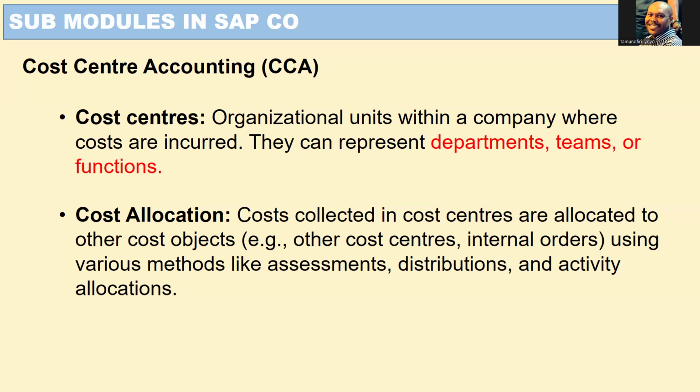Okay. In the cost center accounting as well, we have what we call the cost allocation. Costs collected in cost centers are allocated to other objects, of course. There could be other cost centers, there could be internal orders. We'll also deal with what an internal order is as we go on, using various methods like assessments, distributions, and activities.